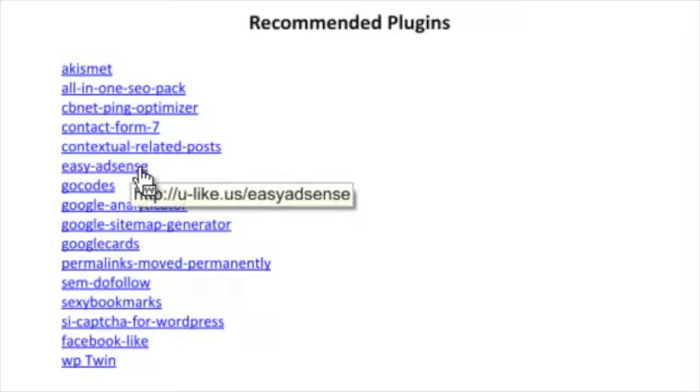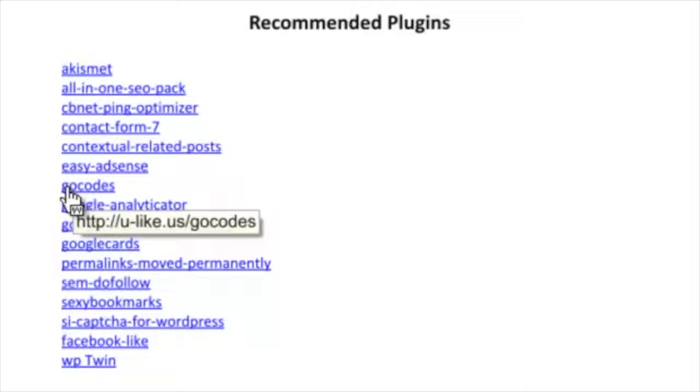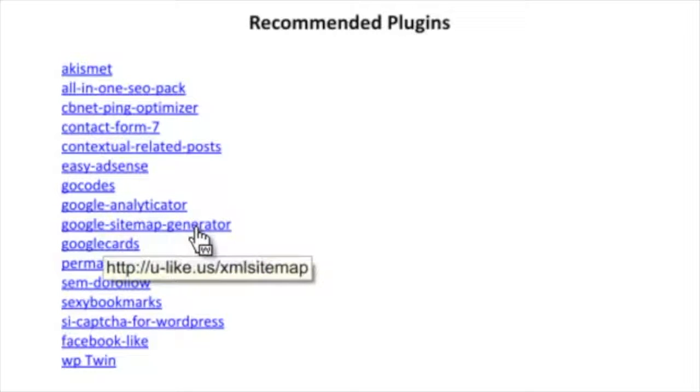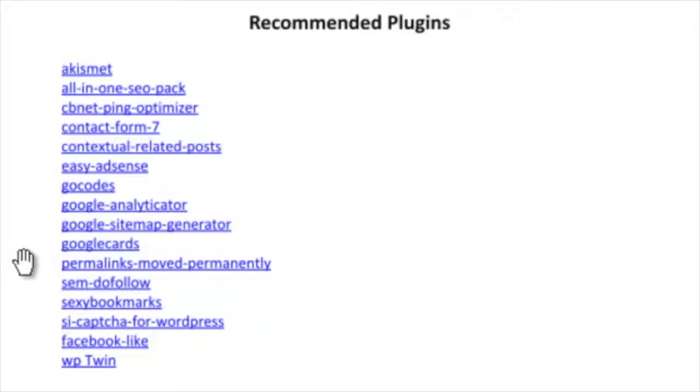Easy AdSense is great for Google AdSense, putting those ads up. Gocodes is a great redirect script for affiliate links. Google Analyticator is a great way to easily install Google Analytics on your WordPress website. The sitemap generator generates a sitemap that's compliant with Google Webmaster Tools, Yahoo Site Explorer, and Bing Webmaster Tools. Google Cards is new. The jury's still out on this one, but basically it gives you a neat way for people to connect with you on Google, the new Google Plus.